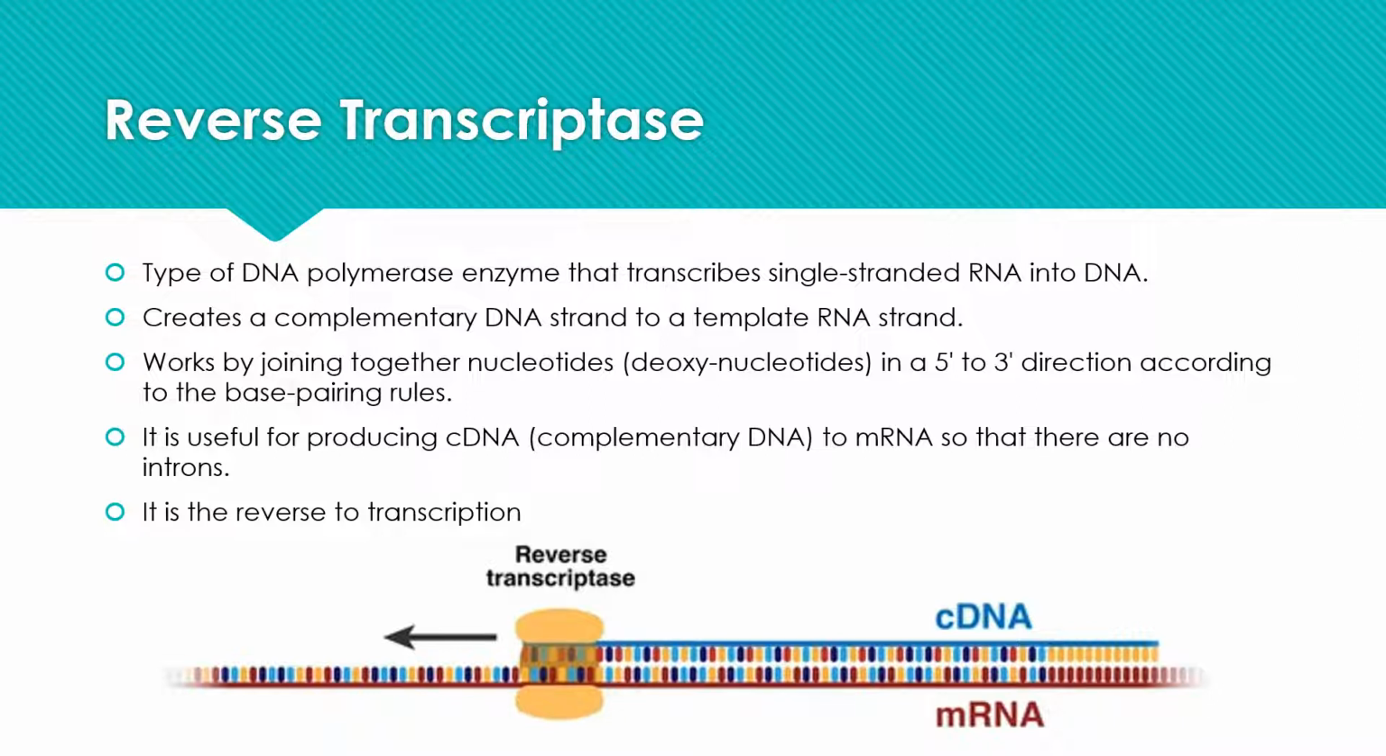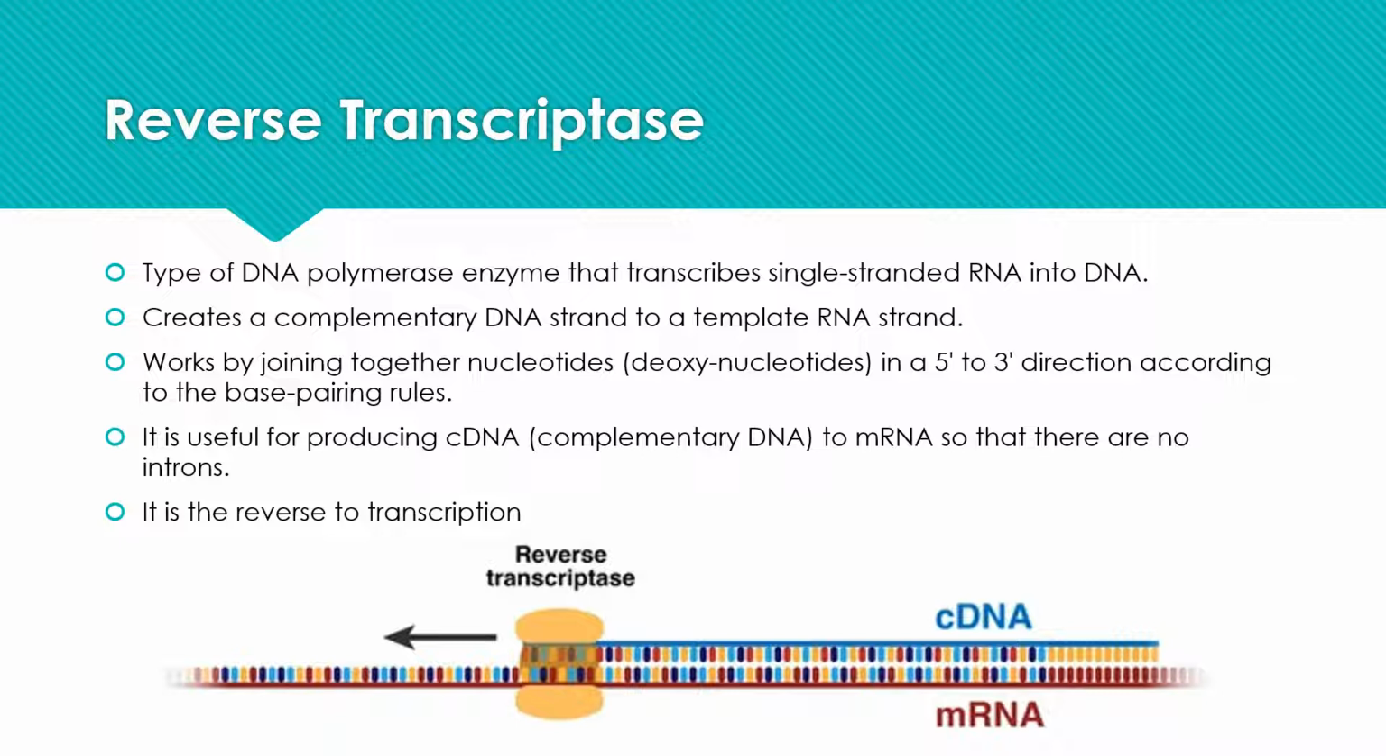And it works pretty much how you'd think it works. As the reverse transcriptase reads along the template RNA that you're looking at, the single-stranded RNA, it's going along 5 to 3 and it's bringing in nucleotides. Because it wants to make DNA, it's specifically bringing in deoxynucleotides.